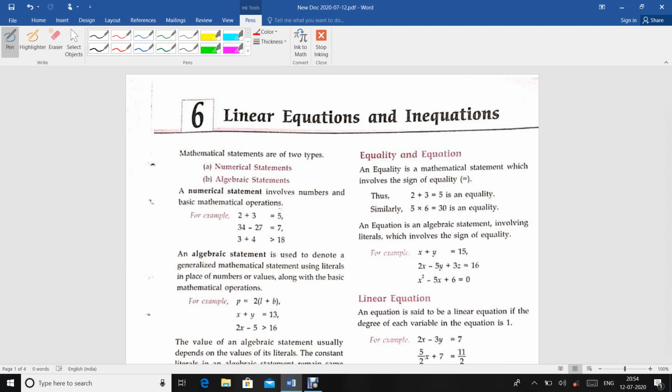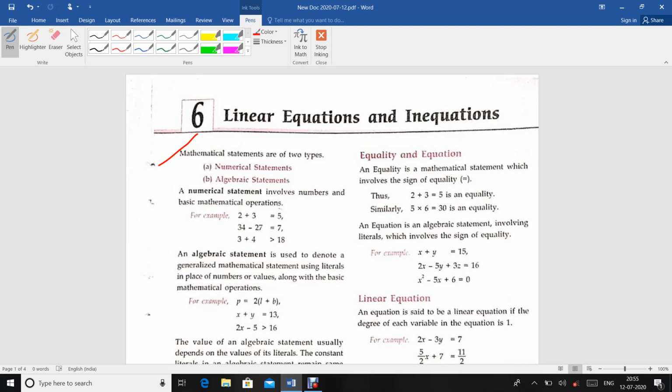See, here is statement. Basically mathematical statements are of two types. First one is numerical statement and the second one is algebraic statement. What is a numerical statement? Basically numerical statements involve numbers and basic mathematical operations. I hope you are familiar with mathematical operations, just like plus, minus, multiplication and division. These are the mathematical operations. So the numbers with the mathematical operations are numerical statements.